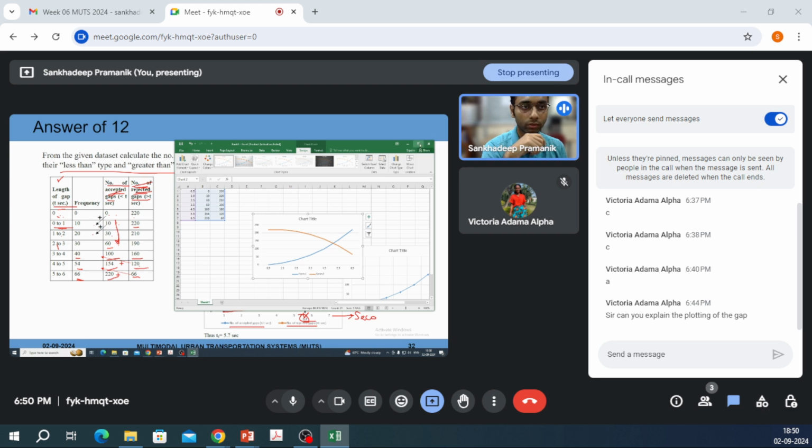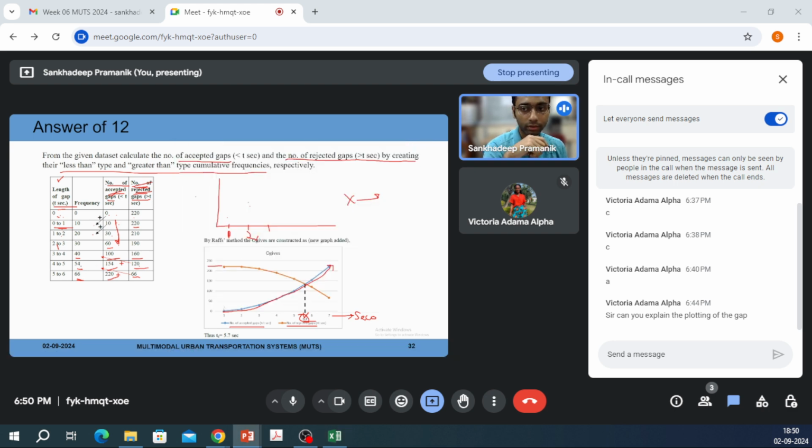So through that you can calculate this 5.7. I hope it's clear.